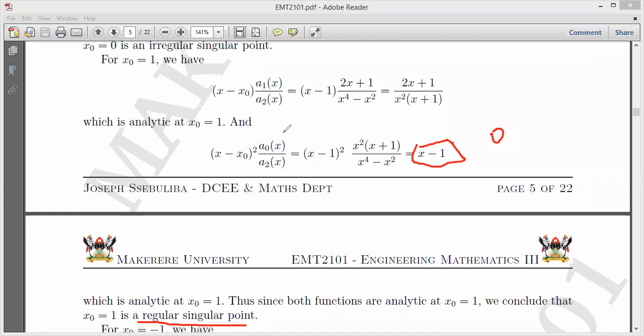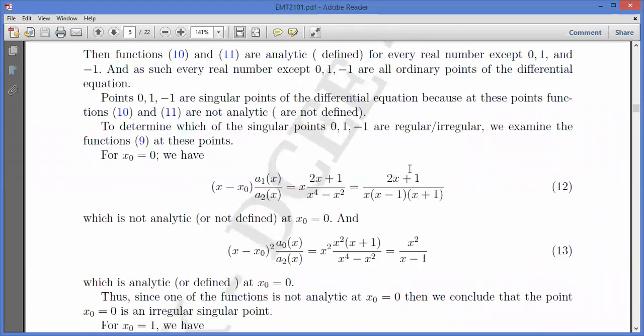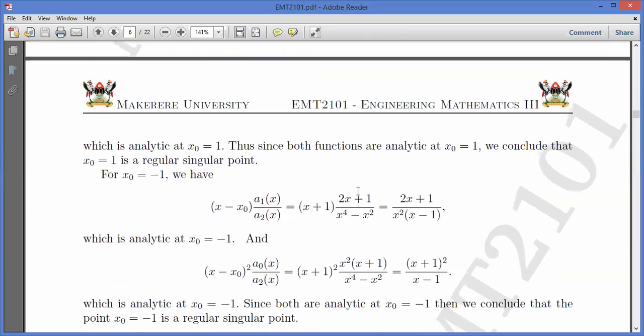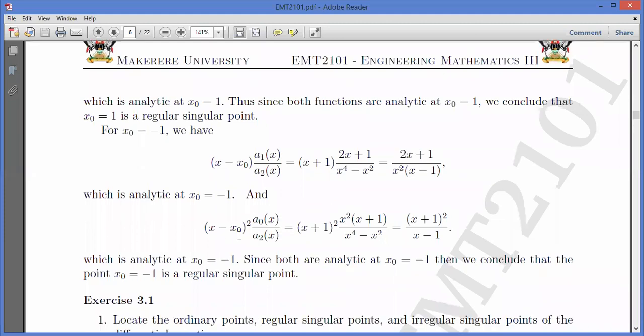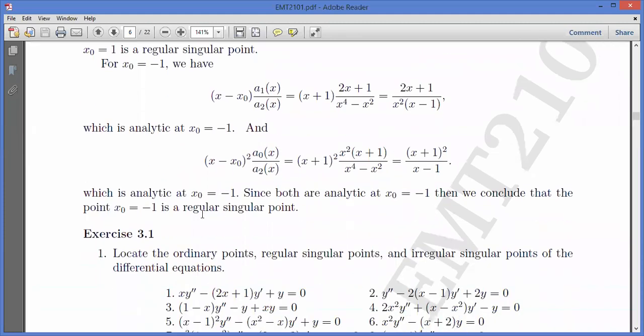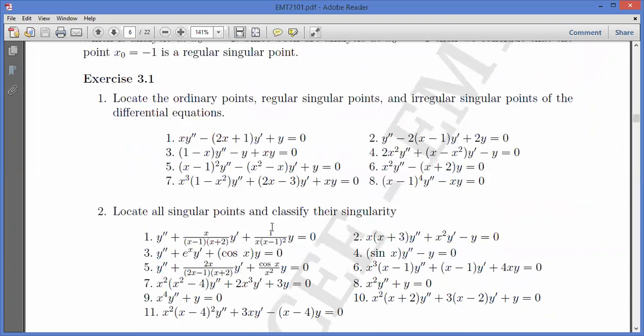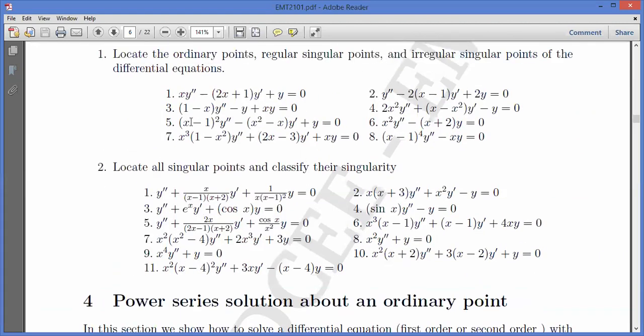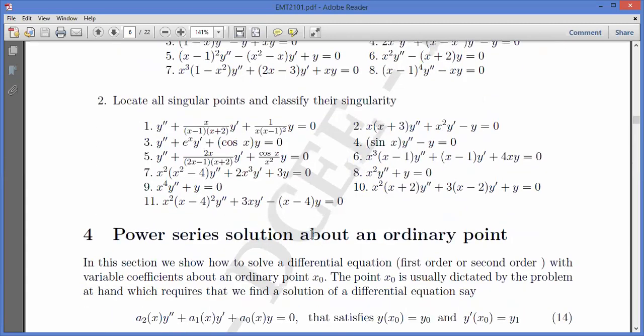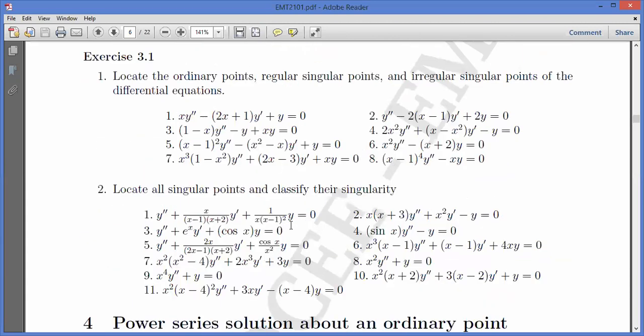Then after that, you go ahead and you consider x equal to minus 1, which is the last one here. And you do the same analysis. And when you do that, you conclude that x naught equal to minus 1 is also a singular point. And from that, you can go and you flex your muscles here. Instead of gossiping, you can come and you do this and this. And then once you practice this, you'll be ready to go.